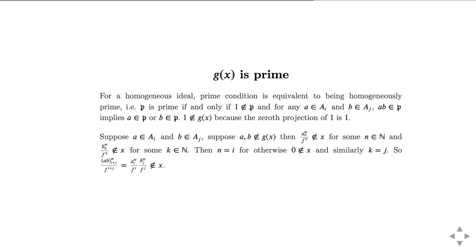And for the other condition, we need to check two homogeneous elements, say with degrees I and J. Suppose we prove the contrapositive of the proposition. So suppose A and B are not in GX, which means at least one of the coordinates of A, raised to the power m, will not be in X. And the same for B: one of the coordinates of B raised to the power m, then taking the fraction, is not in X. Then we can see that this coordinate index must be I, for otherwise zero won't be in X, but X is an ideal, right? So zero is always in X. Similarly, this K must be J. Then we can see that for the (I plus J)th coordinate of A times B, raised to the power of m, it will not be in X because the left one and the right one are both not in X.